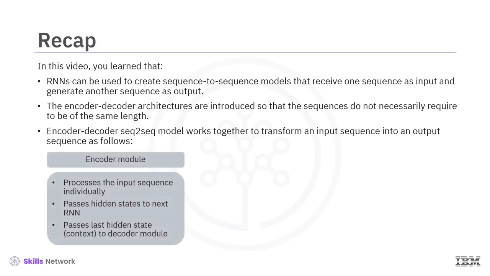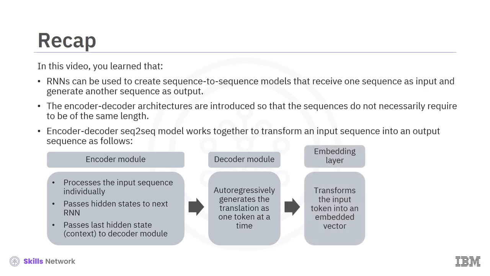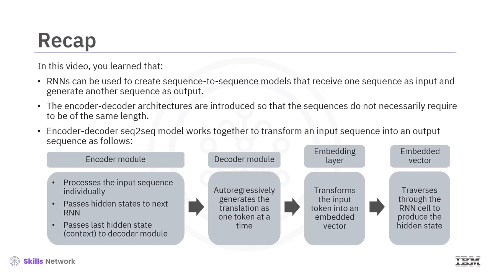The encoder is a series of RNNs that process the input sequence individually, passing their hidden states to the next RNN. The last hidden state, the context, is passed to the decoder module. The decoder module, similarly, is a series of RNNs that auto-regressively generates the translation one token at a time. The embedding layer transforms the input token into an embedded vector, which traverses through the RNN cell to produce the hidden state.